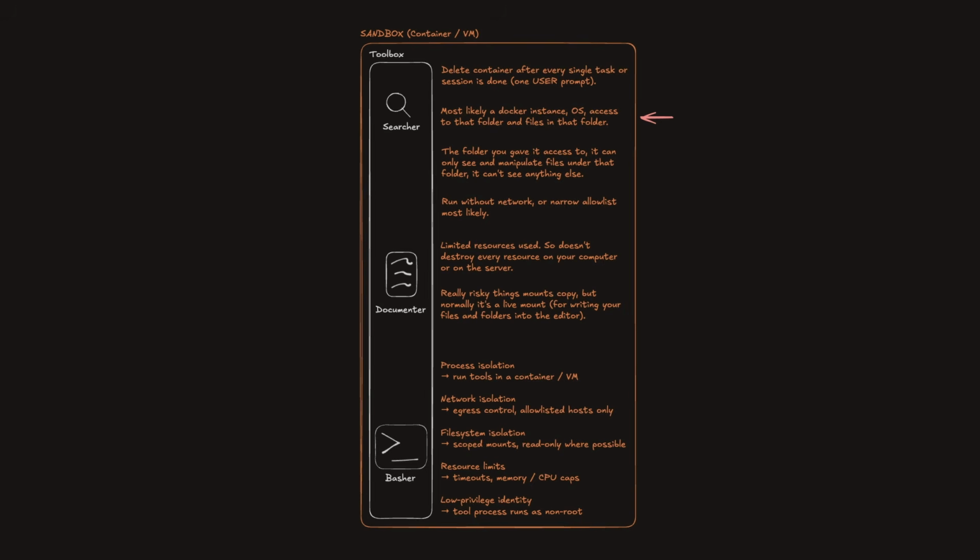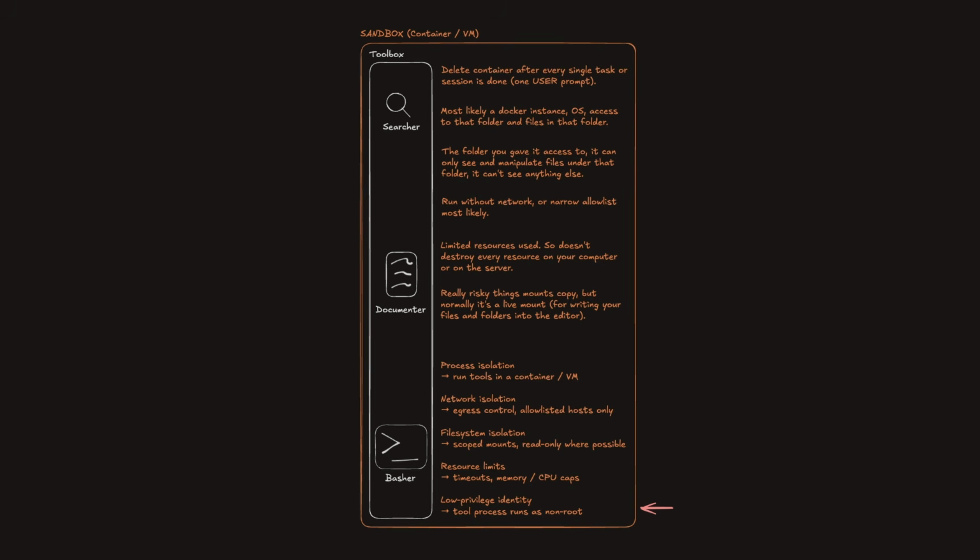So if any of the tools runs anything that attacks your computer, it'll most likely, 99%, just attack the container, which is going to be destroyed anyways. It only sees the folder that you give it access to, the container and the tools. So you know when Claude asks you, do you give permission to edit this folder? That's what it's asking. It has a narrow allow list for network, or maybe no network at all. It limits resources, so your computer doesn't crash if something takes up too much resources. It just crashes the container. It gives the tools low privilege, or least privilege.